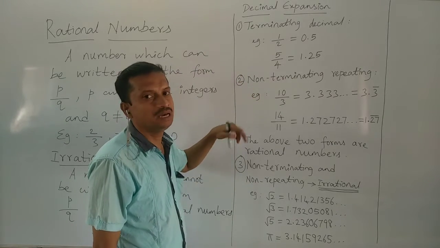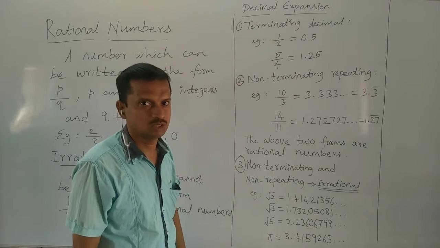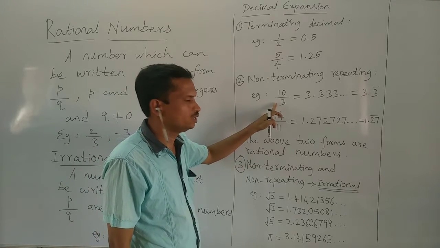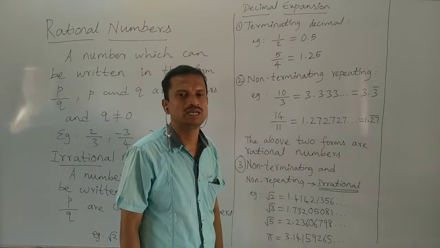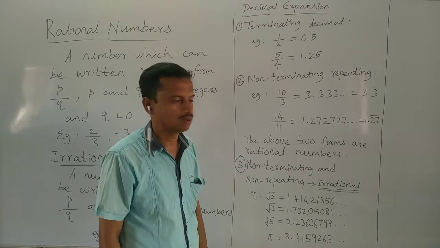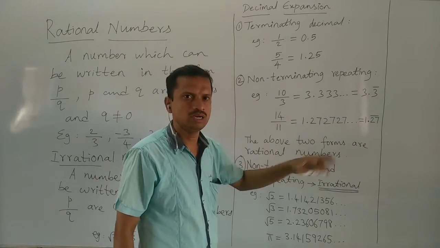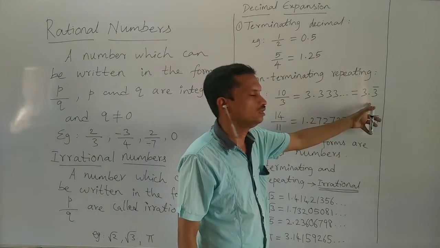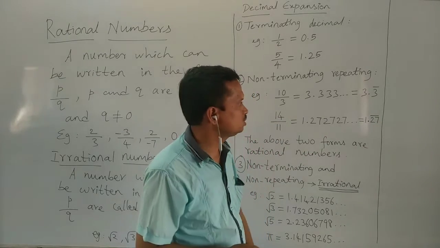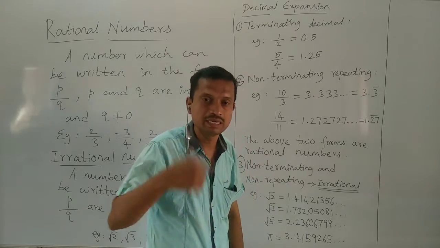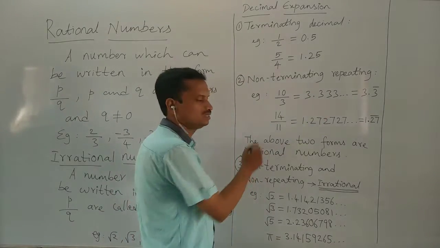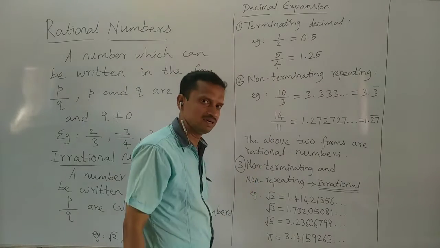And non-terminating repeating decimal. So what are they? You see, when you divide 10 by 3, you get 3.3333. It goes on, so on. It goes the same way, that after the decimal point, you get the same thing. So it can be written in short as 3.3 bar. The bar represents that the digit is repeating, 3.3333, etc.